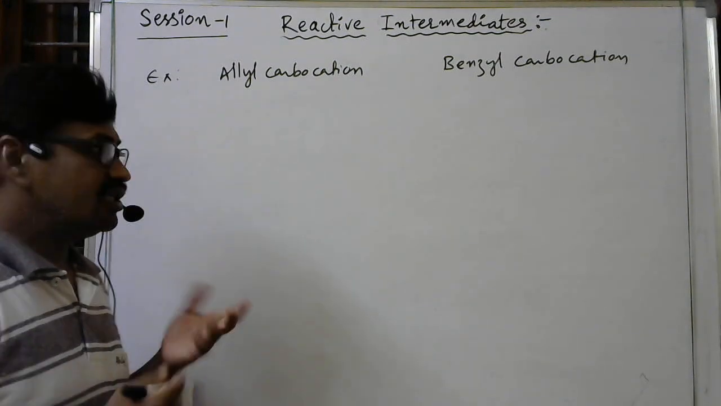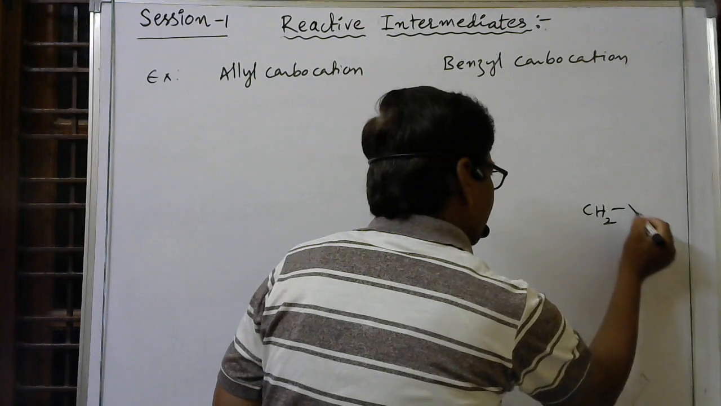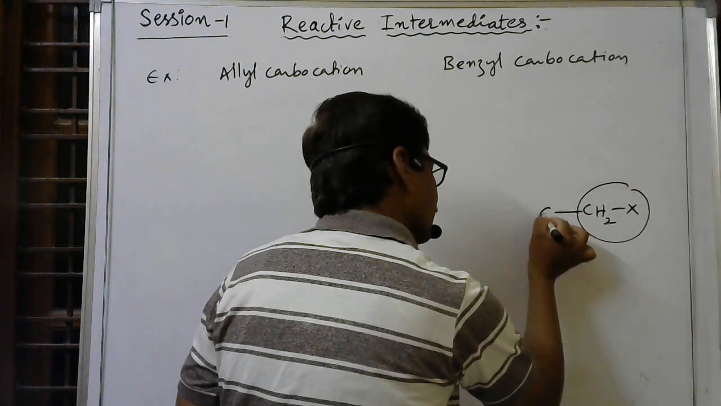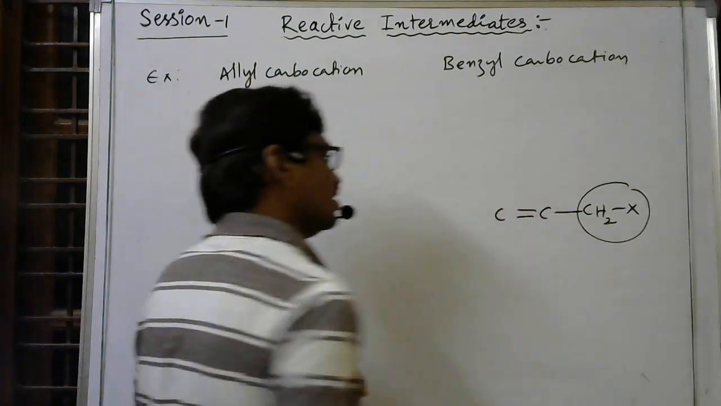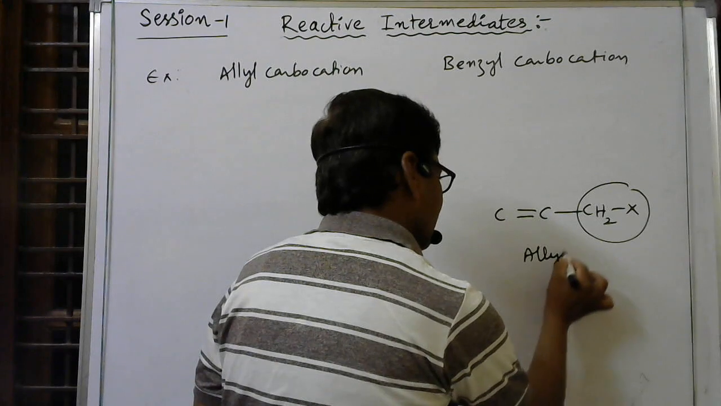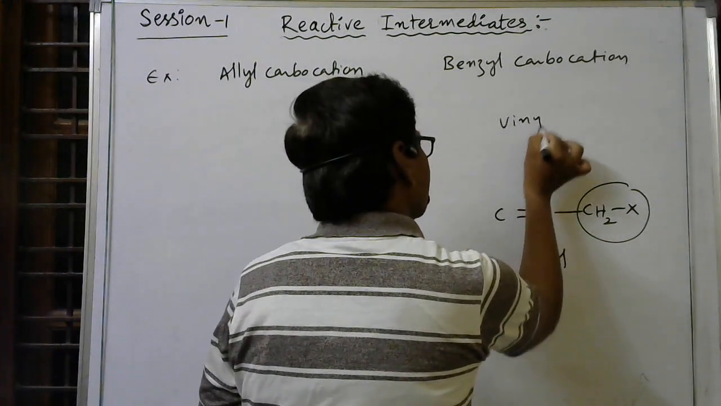Here, any group. See here I am writing, for example, CH2X. This CH2X, when attached to a double bonded carbon, we can say it is allyl. This is allyl. We have one more term, vinyl. Vinyl means what?